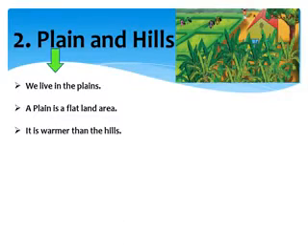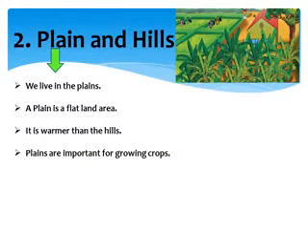It is warmer than the hills. So if you see, the plains are warmer than the hills. Hills will be cooler. Compared to the hill station, the plain surface will be warmer. Plains are important for growing crops. Since it is a flat surface, we can plant more trees and more crops are grown on the plain surface. You can see in this diagram, the food we are eating, rice, wheat, all are grown on the plain surface.